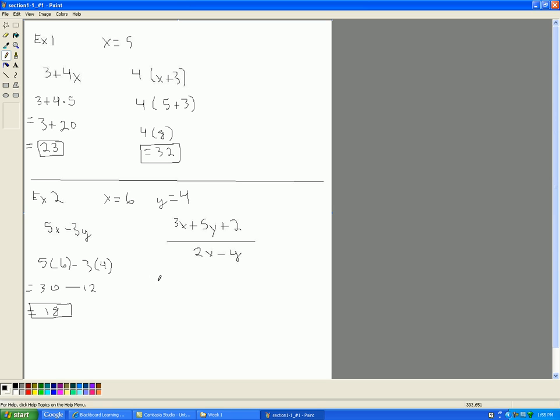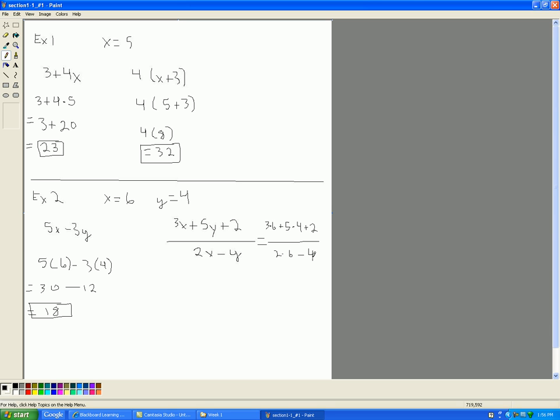The next expression is a little bit longer, but it's the exact same concept. So we can go ahead and rewrite it to the side. 3 times 6. Here I want to show you a different way to write multiplication: 3 times 6 with a dot there. Plus 5 times y, 5 times 4. Plus 2. All divided by 2 times x, which is 6. Minus y, which is 4.